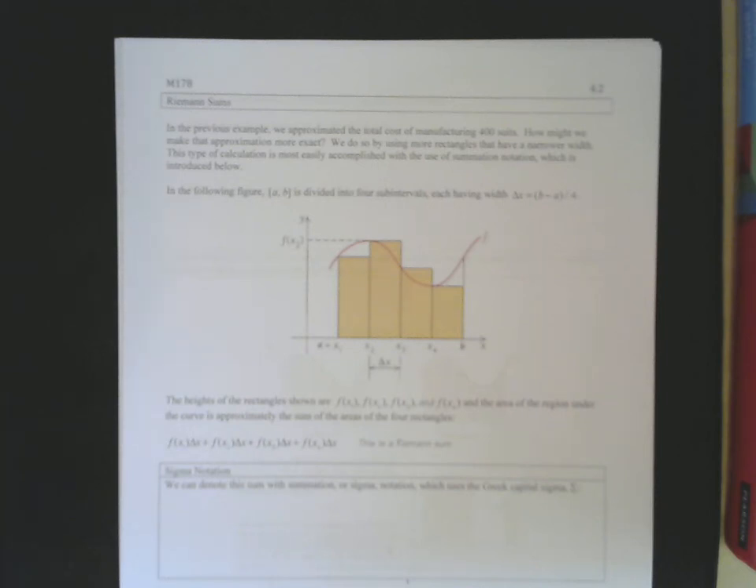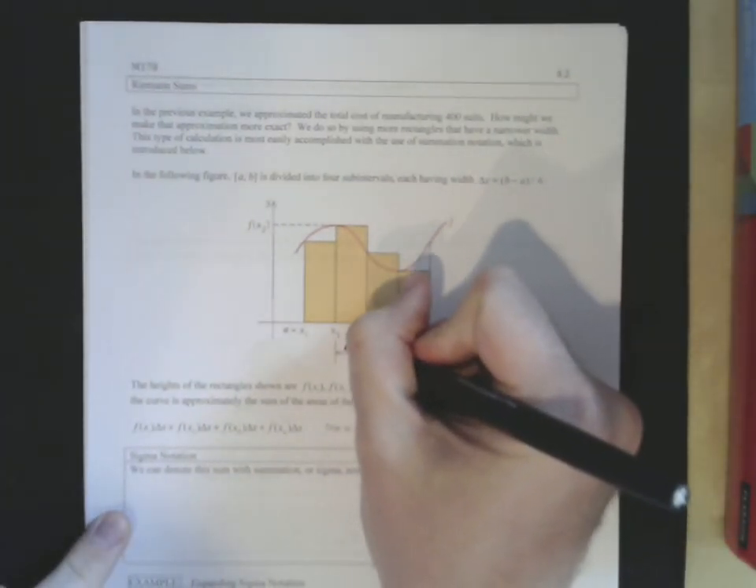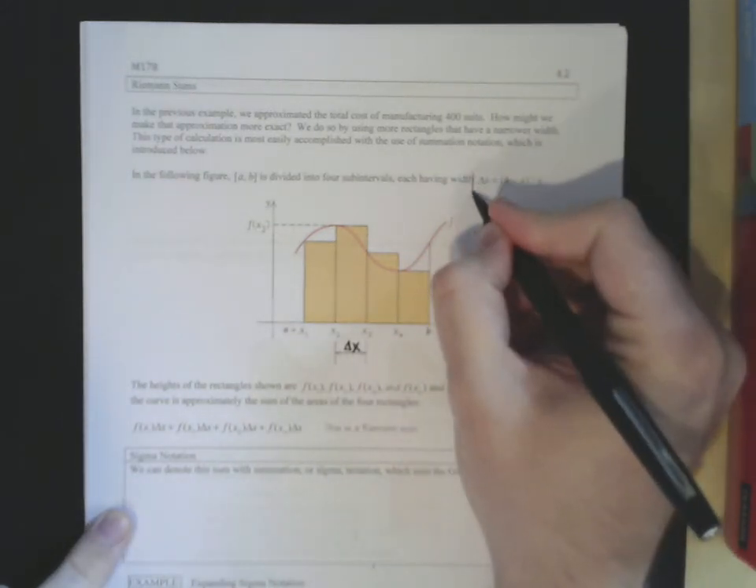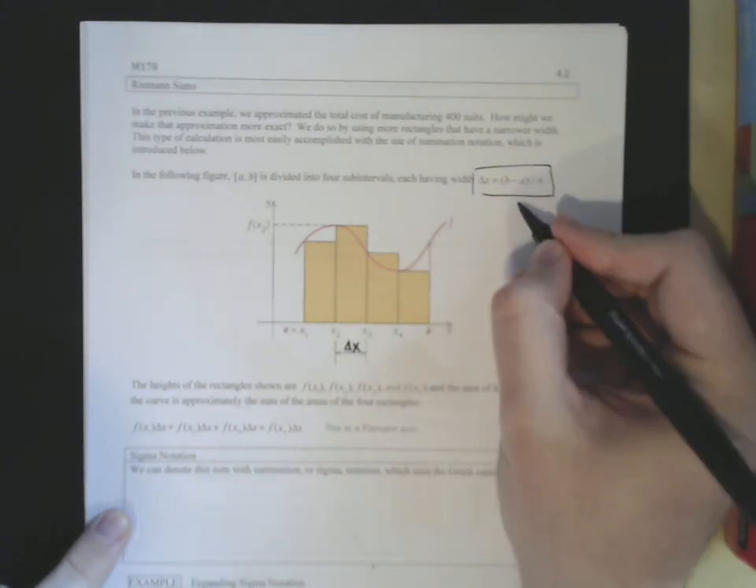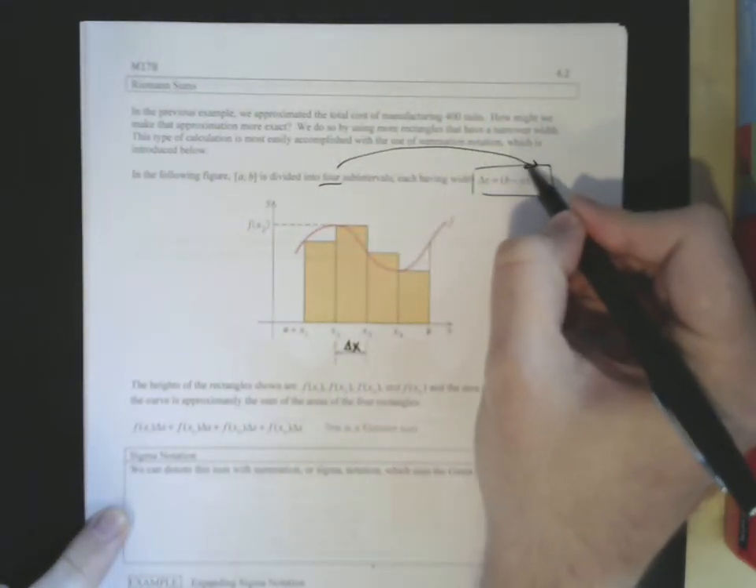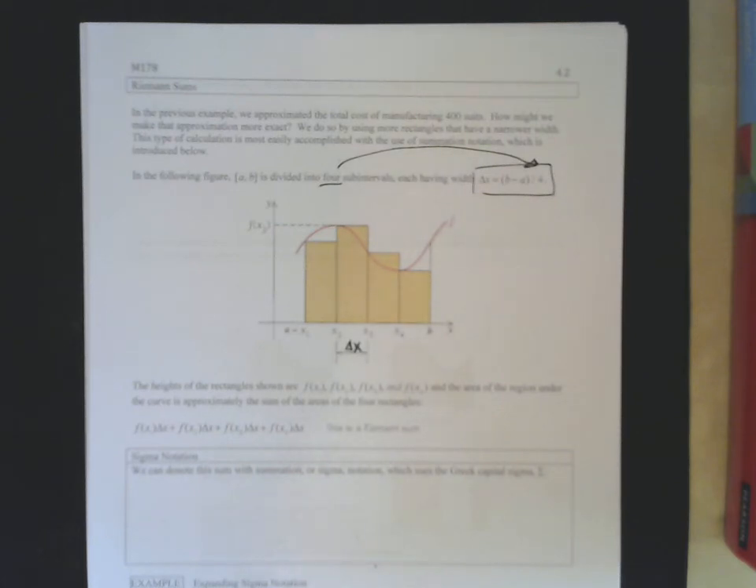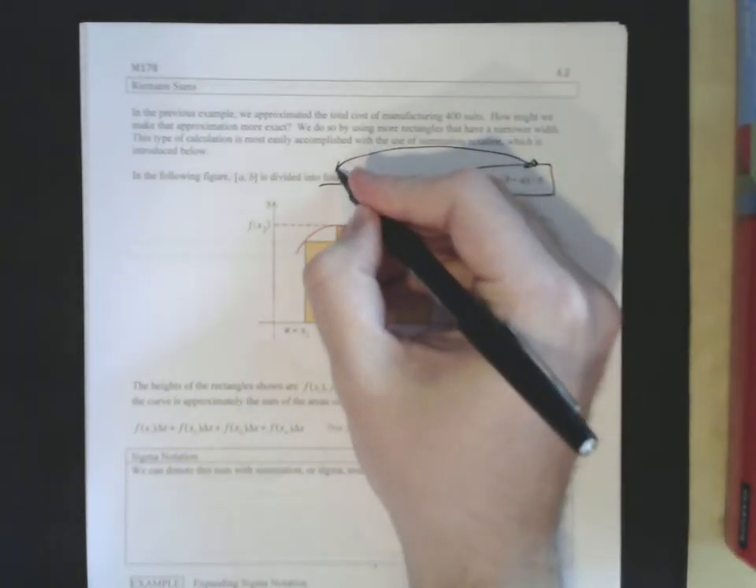So we have a diagram here that we're going to be talking about labeling. In this figure, a to b is divided into 4 subintervals, and when you divide into subintervals, the width is always going to be the change in x. So that's this width here that I have labeled. It's delta x. We want 4 subintervals, so that means we're dividing by 4, and it's going to make our rectangles equal the entire time. That 4 comes from the 4 subintervals. It means 4 rectangles.